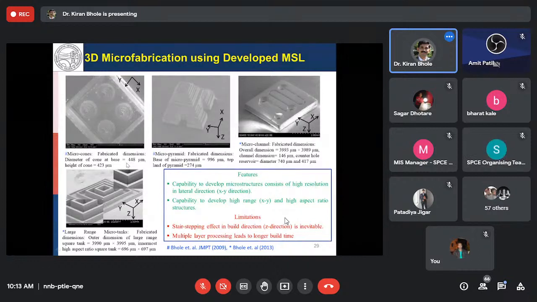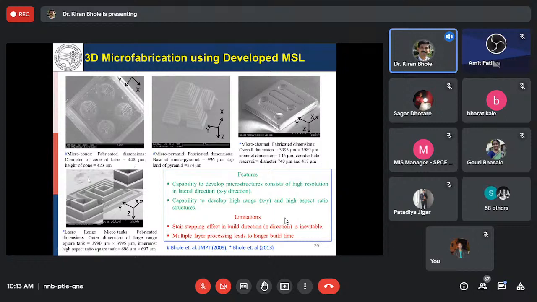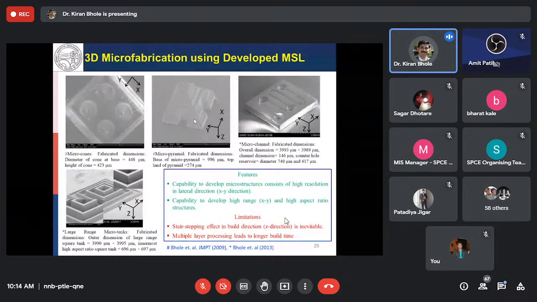The base diameter of the cone is 448 micron obtained through the AFM image. The target dimension is 450 micron. Obtained is 448 micron. Height of the cone is 423 micron, whereas the height in the CAD model was 425 micron. The second picture is the micro pyramid. So again, you can see the staircasing effect. Okay, staircasing effect. So to minimize the staircasing effect, as I told you, you have to slice this component in more number of layers, but that will lead to a higher production time.